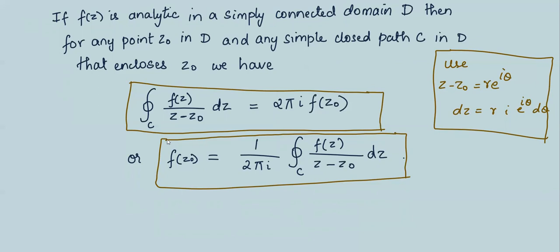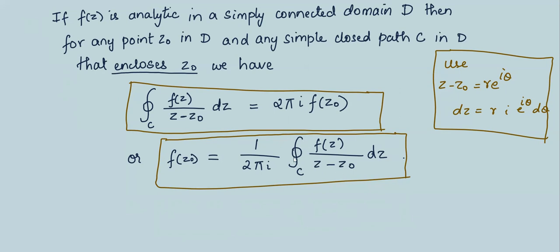Now, the Cauchy's integral formula says the integral of f of z by z minus z0 dz will be 2 pi i into f of z0. In other words, f of z0 can be written as 1 by 2 pi i times the contour integral circling a region that encloses z0. Okay, the path that encloses z0.